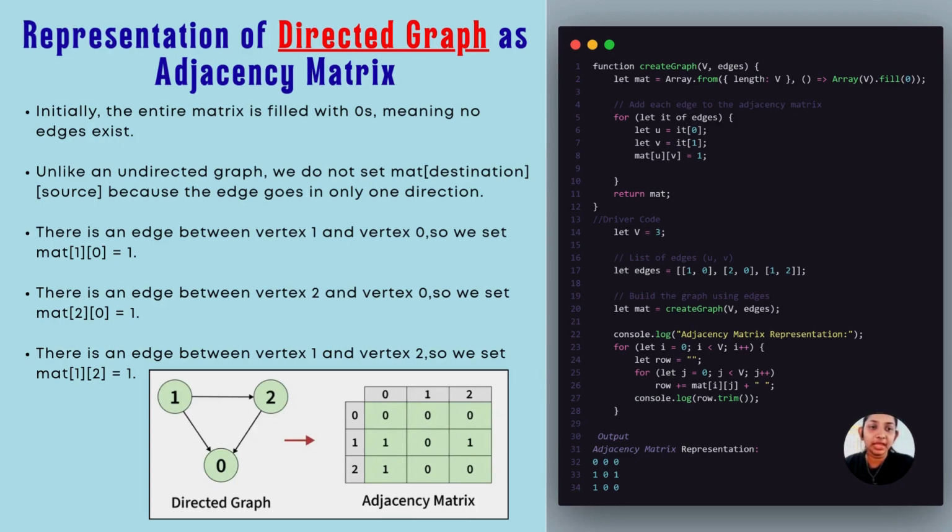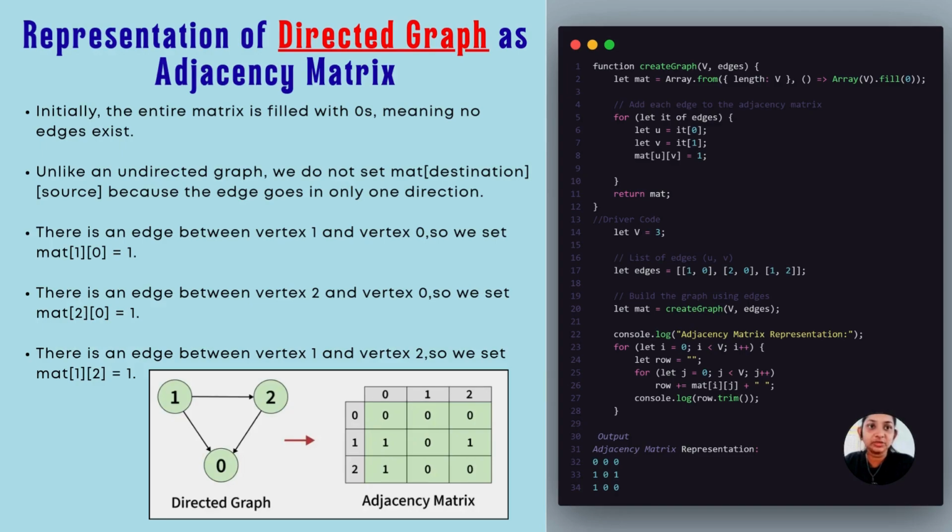Third step is to update the matrix. Look at the example. There is an edge from vertex 1 to vertex 0, so we set mat[1][0] equal 1. There is an edge from vertex 2 to vertex 0, so we set mat[2][0] equal 1. There is an edge from vertex 1 to vertex 2, so we set mat[1][2] equal 1. Now the adjacency matrix represents all the directed connections clearly.